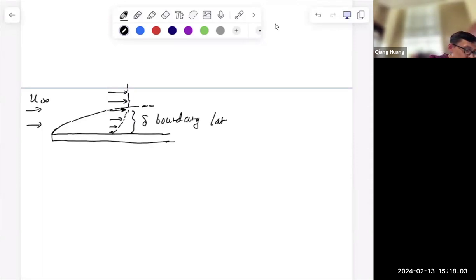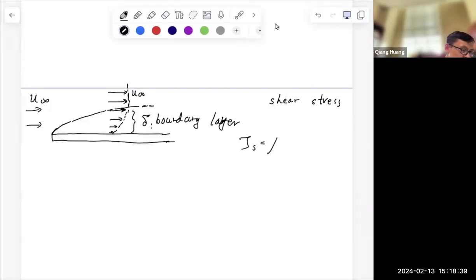Boundary layer thickness, we use this delta to represent this. And then outside this boundary layer, it reaches the infinite universal velocity, right? So in this momentum transfer case, what is acting on the plate or acting on the fluid? It's actually the shear stress.